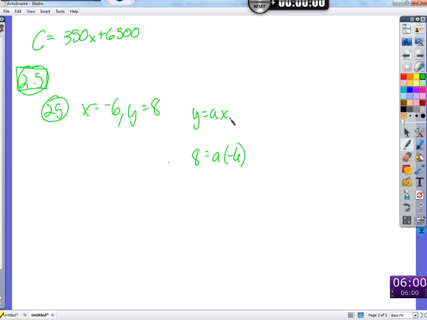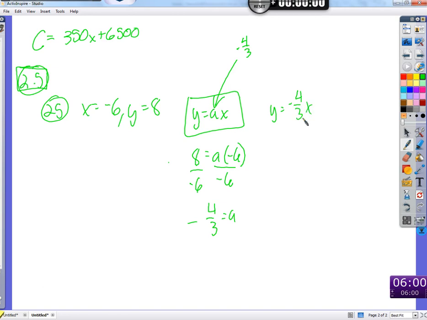Write an equation that relates x and y. Find x when y is negative 4. So what they're looking for is this with a plugged into it. We know what a is. Can we find what a is? How are we going to solve for a here? Do I have a negative 6? We get negative 4/3. It's a. So for the equation, we fill in negative 4/3 for a. We get y equals negative 4/3 x.